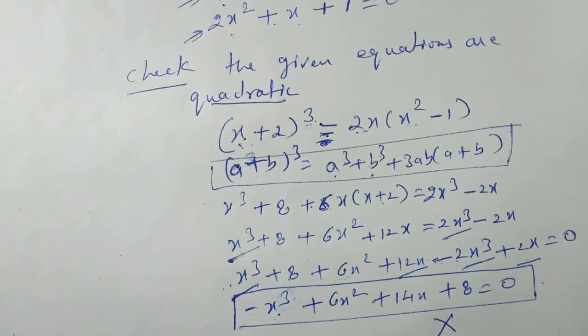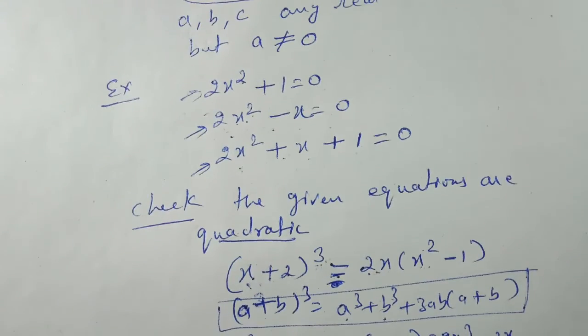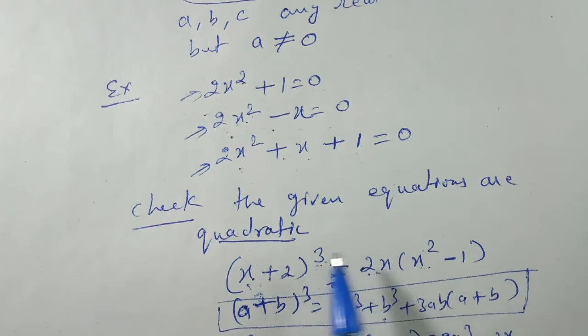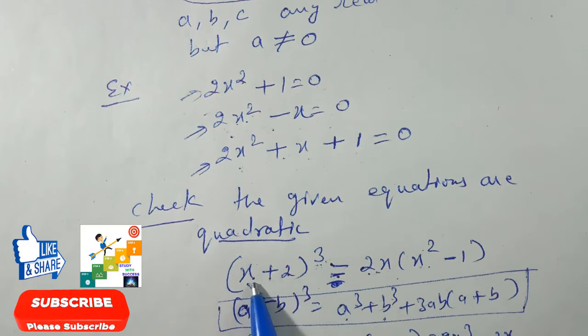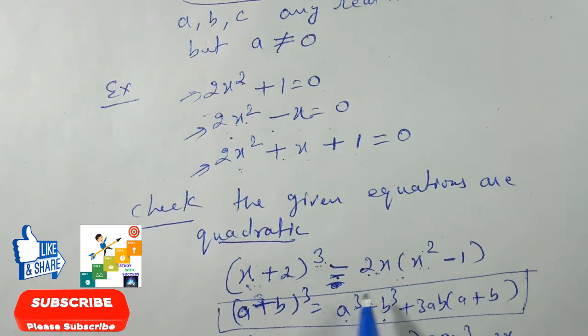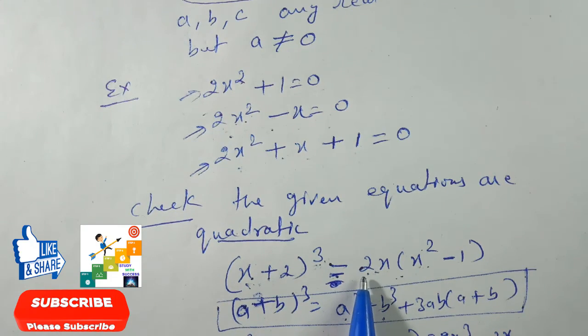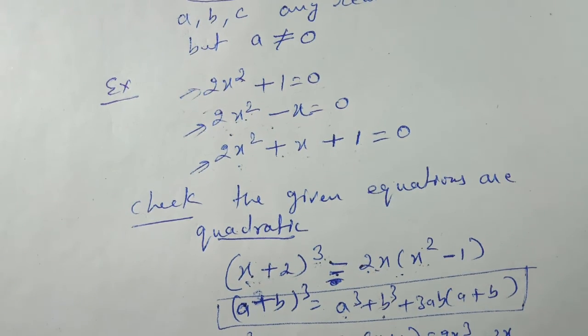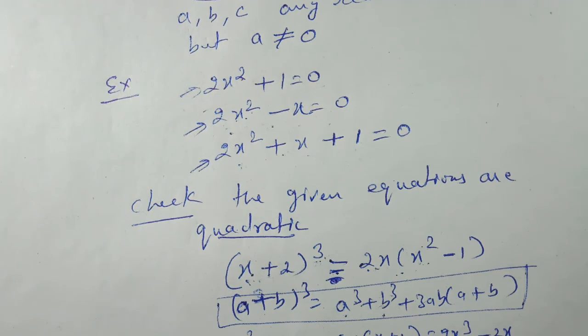So whenever any equations are given and you have to check whether they form a quadratic or not, you have to do the calculation on both sides, left hand side and right hand side, using the identity or by doing the multiplication. Then by the basic calculation you can check whether it is quadratic or not. Thank you.